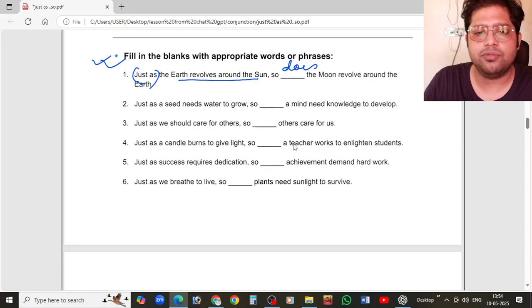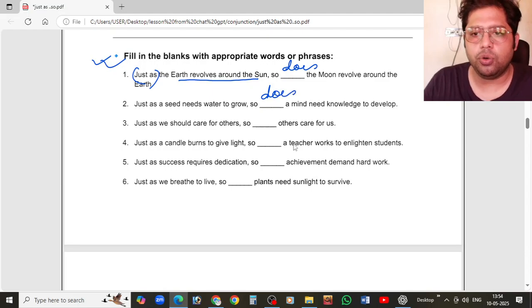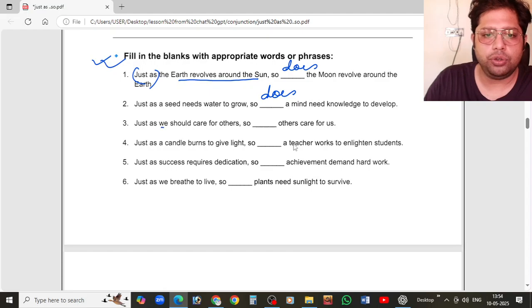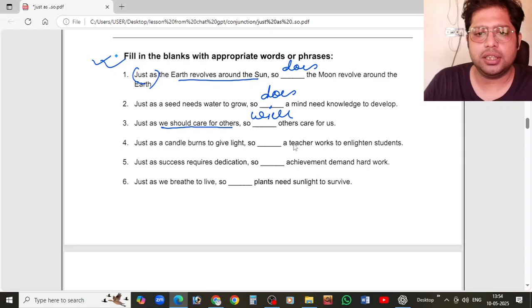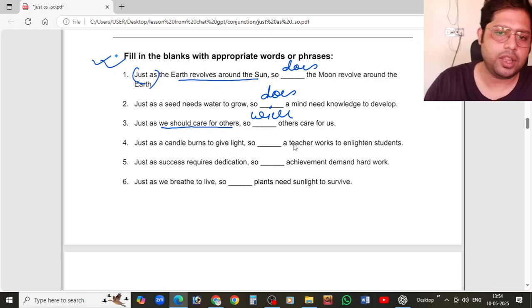Just as a seed needs water to grow, so does a mind need knowledge to develop. Just as we should care for others, so will others care for us. Okay.